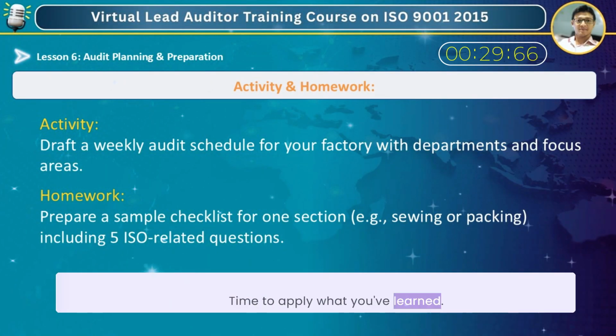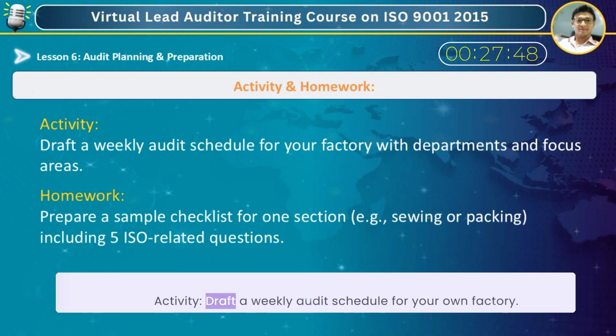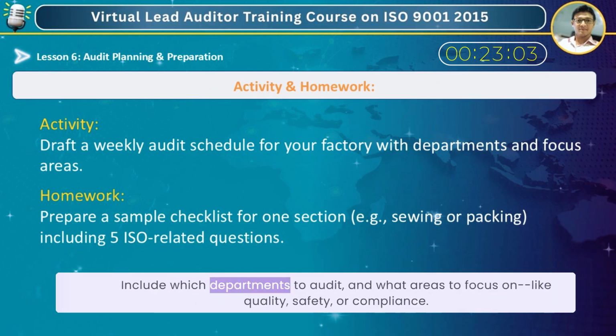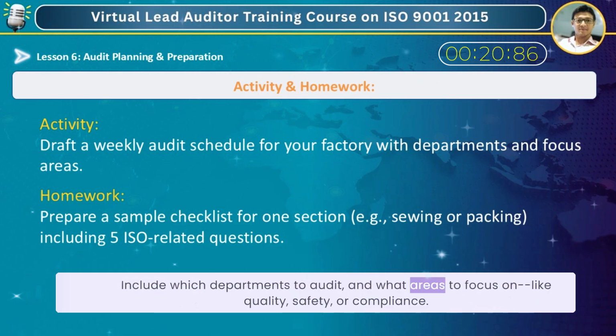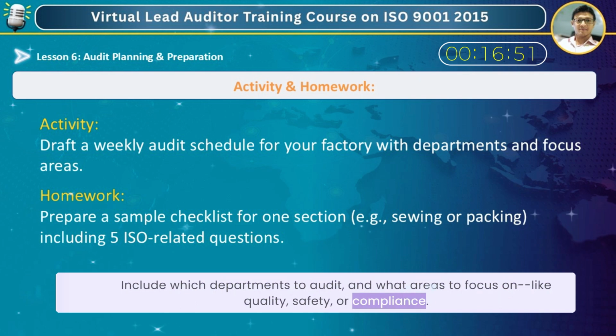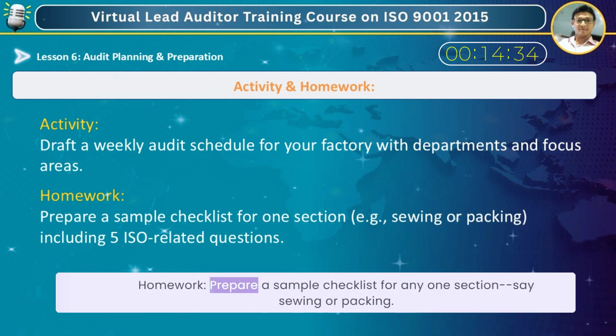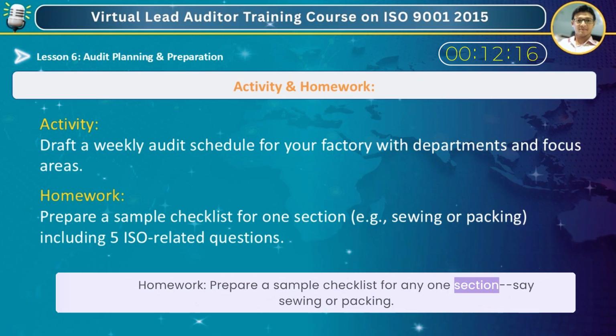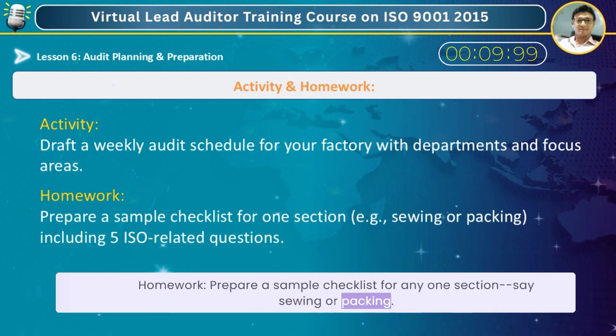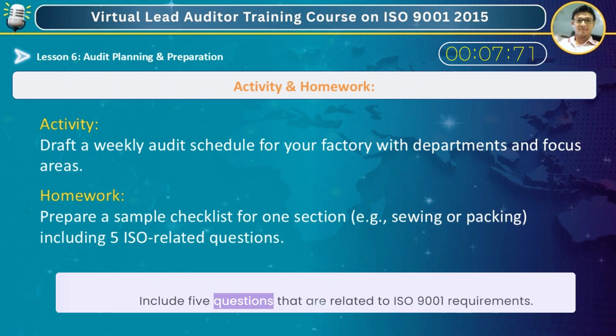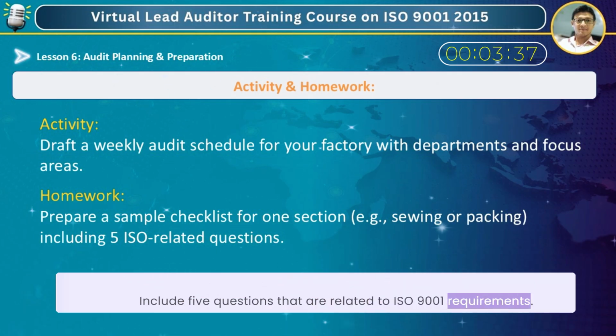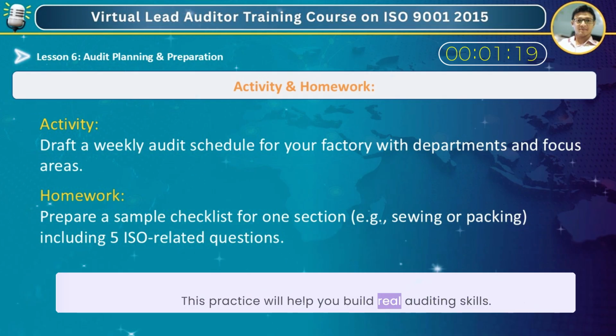Time to apply what you've learned. Activity: draft a weekly audit schedule for your own factory. Include which departments to audit and what areas to focus on, like quality, safety, or compliance. Homework: prepare a sample checklist for any one section, say sewing or packing. Include 5 questions that are related to ISO 9001 requirements. This practice will help you build real auditing skills.